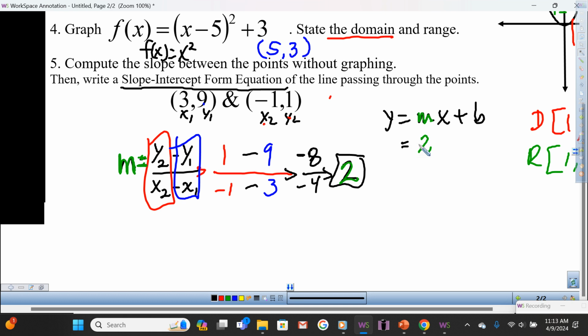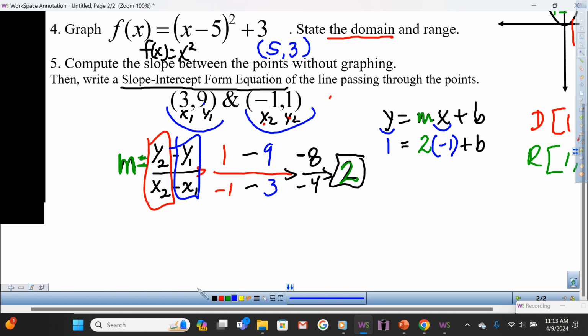Next, do they give us a y-intercept? Does it say this is the y-intercept? No, so we bring down the plus b. However, we have a y and we have an x. Do they give us a y and an x? Yeah, they give us two of them, two y's and two x's. Which one do you want to use? The first point or the second point? Does it matter? No. So which one shall we use? J, the first one or the second? All right, so for x, we're going to use -1, and for y, we're going to use +1.